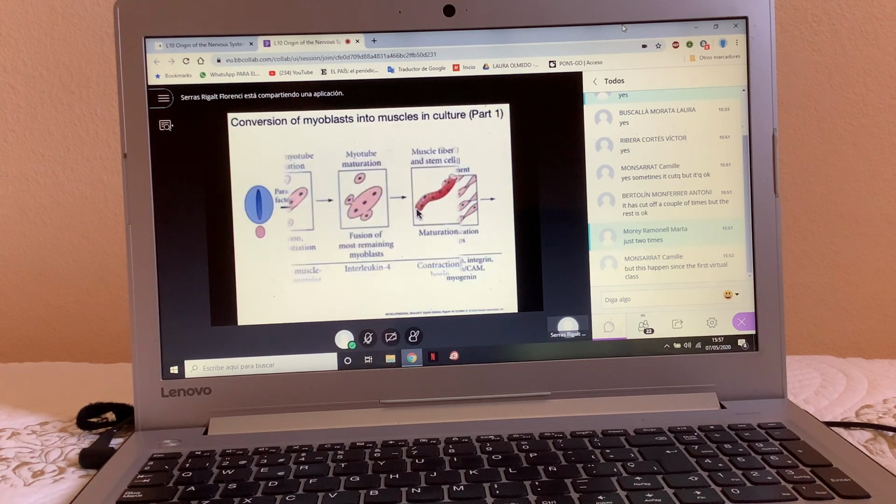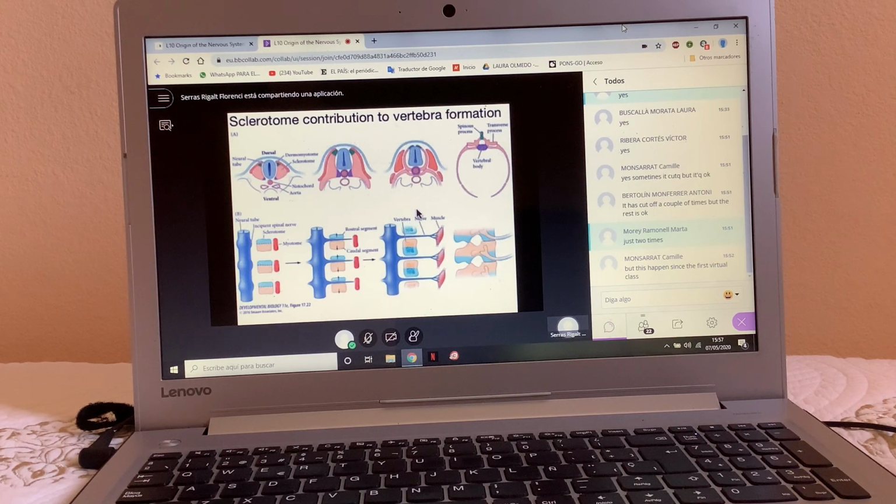Okay. Now let me finish with a couple of slides to stimulate your curiosity. One thing I think it is nice for you to know is that each vertebra that you have in the body has been developed by the contribution of 4 different somites, 2 on one side and 2 on the other side. Okay. Now this is what you have in this picture here.